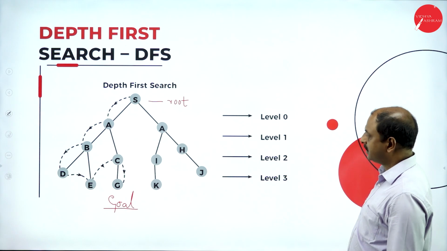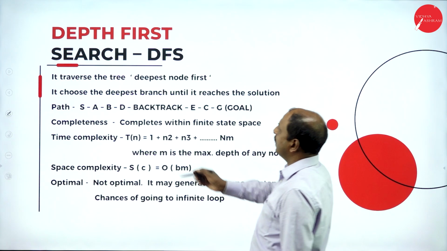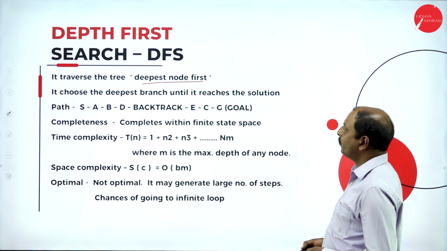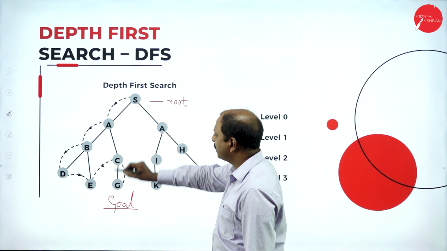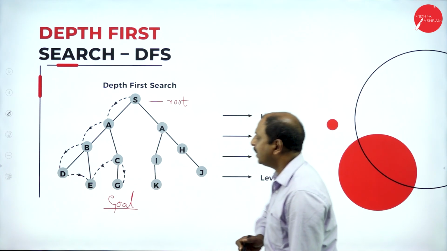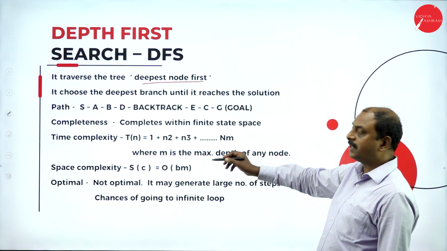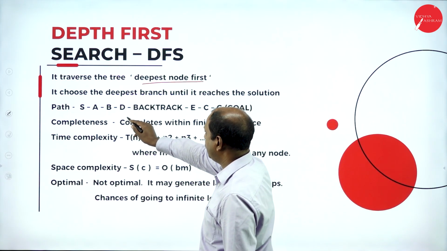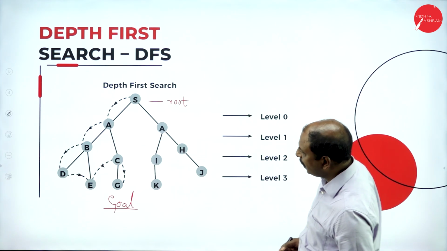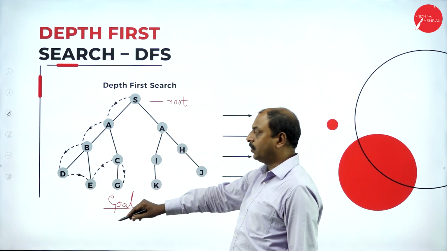Now let us see in the next slide how it is going to traverse. So traverse the tree deepest node first. Deepest node first in the sense is going to reach the last node till it gets the solution, or until it reaches the goal node. Now the path taken by the algorithm in this example, S, A, B, D, and here backtrack is there. See, what is the meaning of backtrack here? After reaching D, there are no further nodes to be continued.